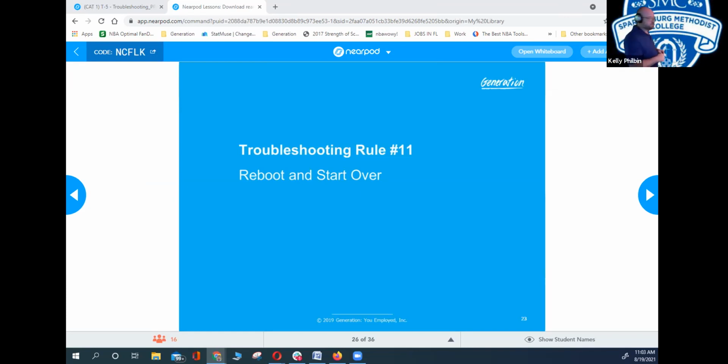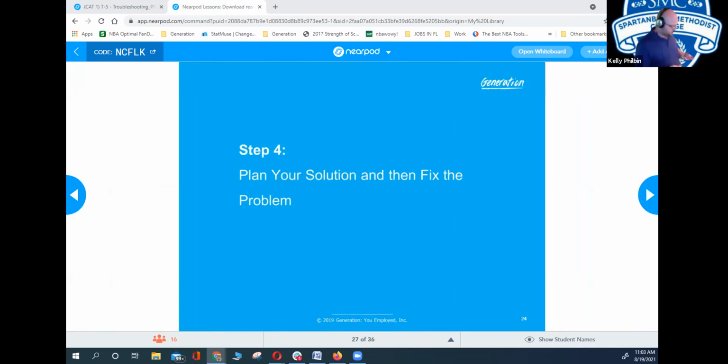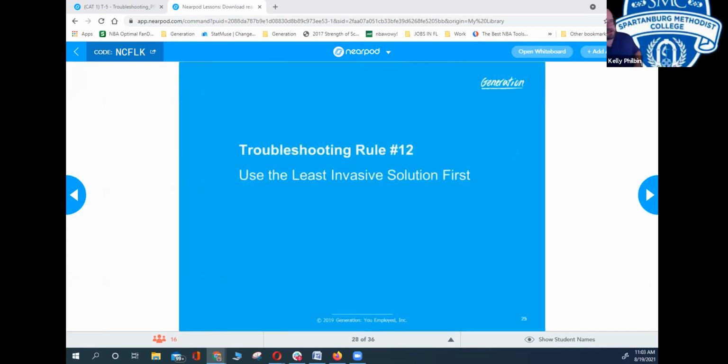All right, step 4. Plan your solution and then fix the problem, or implement the solution, however you want to put it. So first you've come up with a theory, you've tested your theory and be like, yep, that seems to be what the problem is. Now that we know what the actual problem is, we're going to plan how to solve that problem and then implement that solution. This one has gone over before, but we will go over it again. Use the least invasive solution first, and then work systematically into more and more invasive solutions.